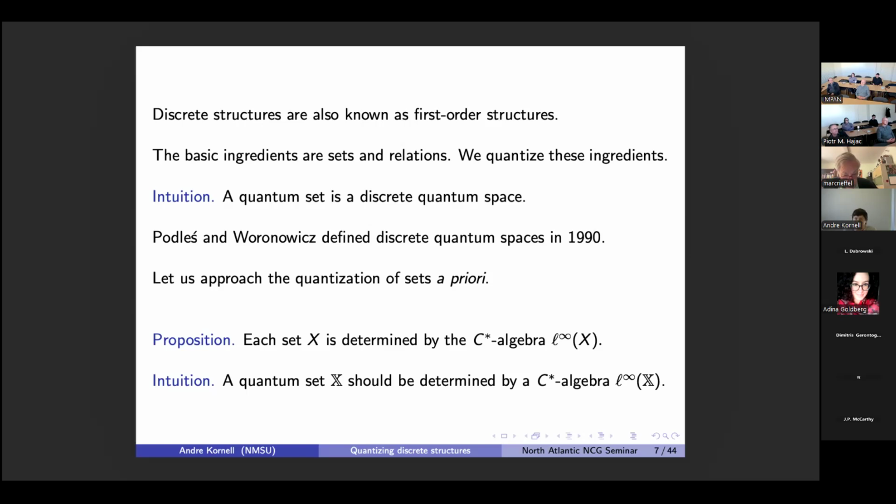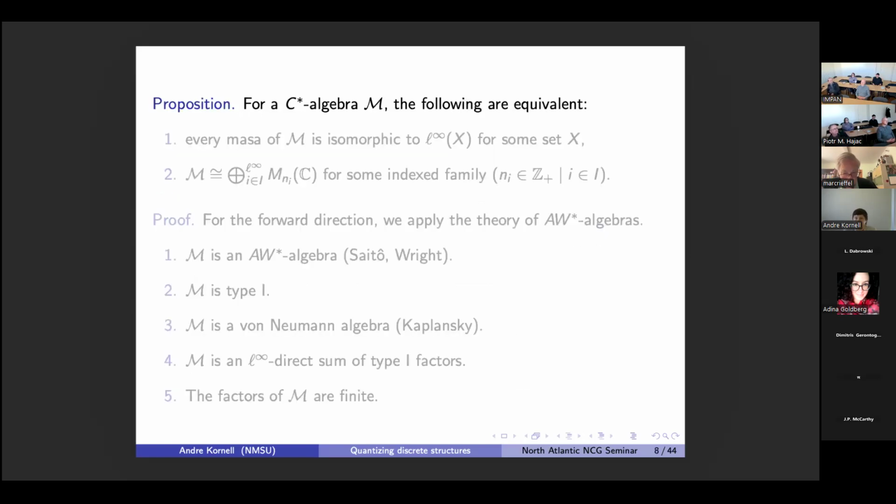And it turns out that this is actually very straightforward to do. We have an equivalence that essentially accomplishes this. One, the property that every massa of the C-star algebra M is isomorphic to L infinity of X for some set X. And that's clearly something that we should want from a C-star algebra generalizing sets. And then this very constraining structure condition, that M is isomorphic to an L infinity direct sum of finite type 1 factors, so full matrix algebras.